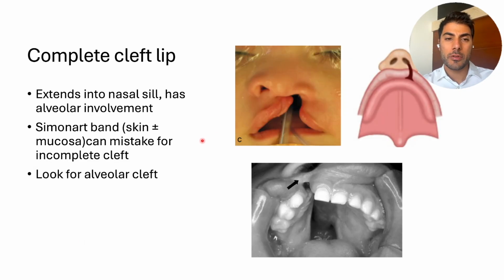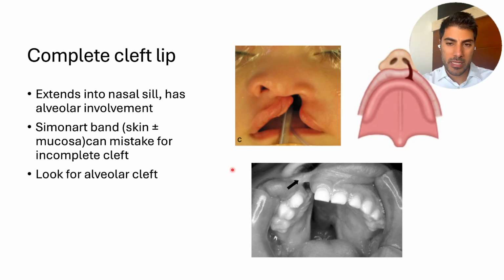So, as for the complete cleft lip, basically, the incomplete cleft lip, the cleft extends into the nasal cell and has an alveolar involvement. But we should also always be careful of the seminoid band. So this band usually can mistake us for an incomplete cleft, and this is only a band of mucosa that is made up of skin and mucosa. It does not have a muscle.